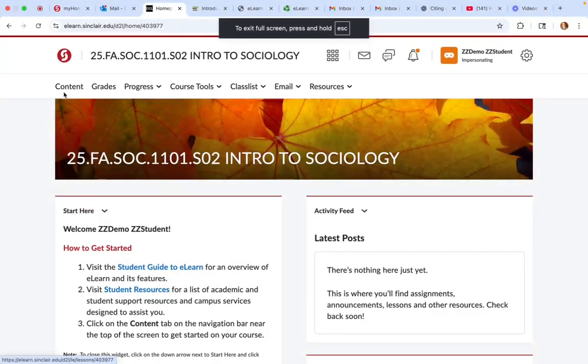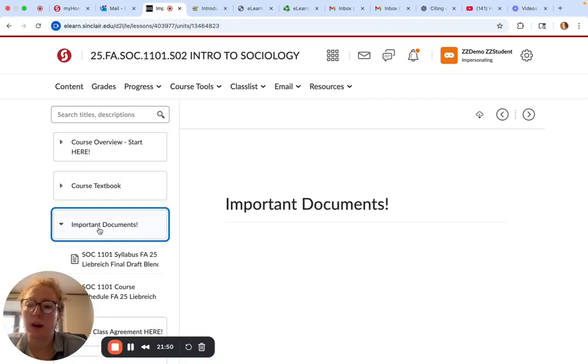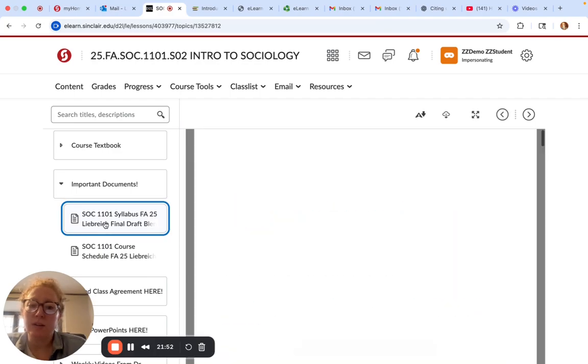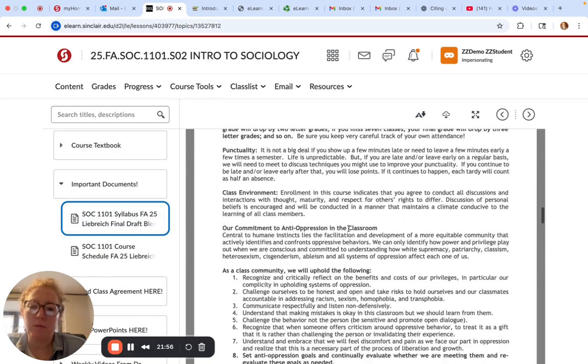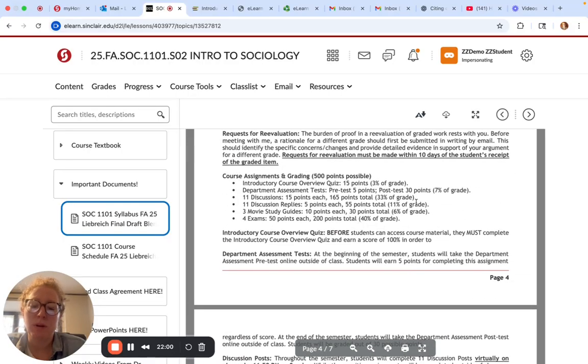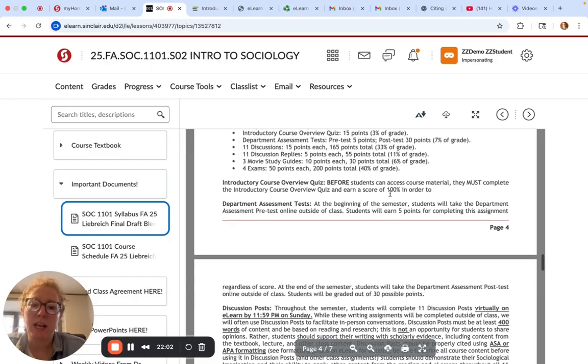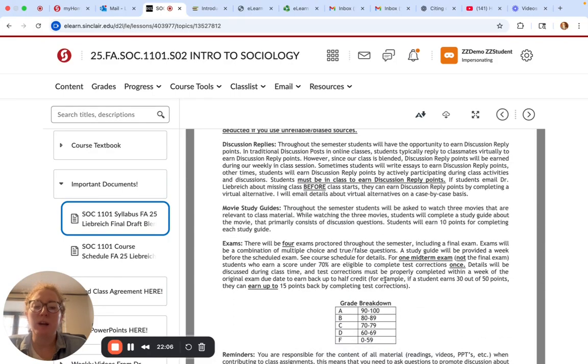You can go to content, important documents. Here's our syllabus. So if you ever have any questions about what assignments you'll be assessed for, here's that information. And then there's also a little blurb about each assignment type. There's also either a guide or a rubric for each assignment or a study guide for each assignment type.